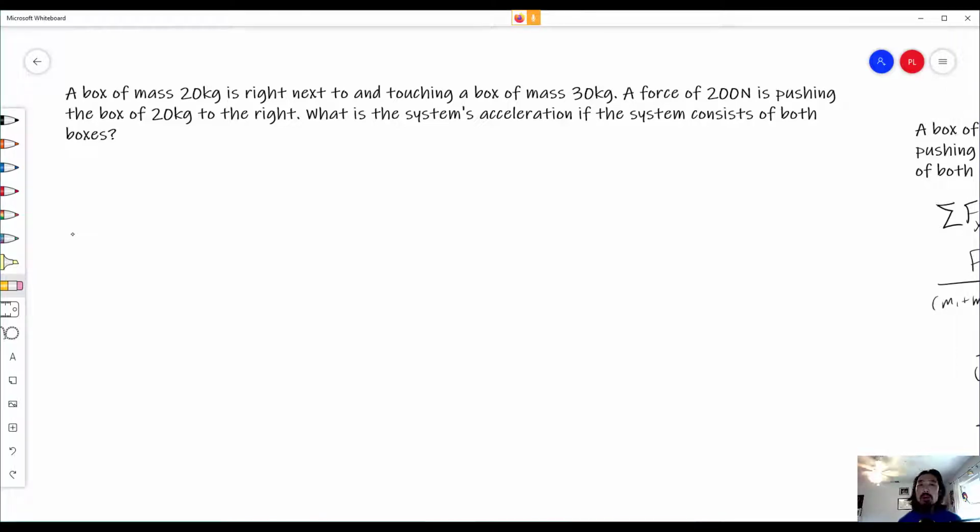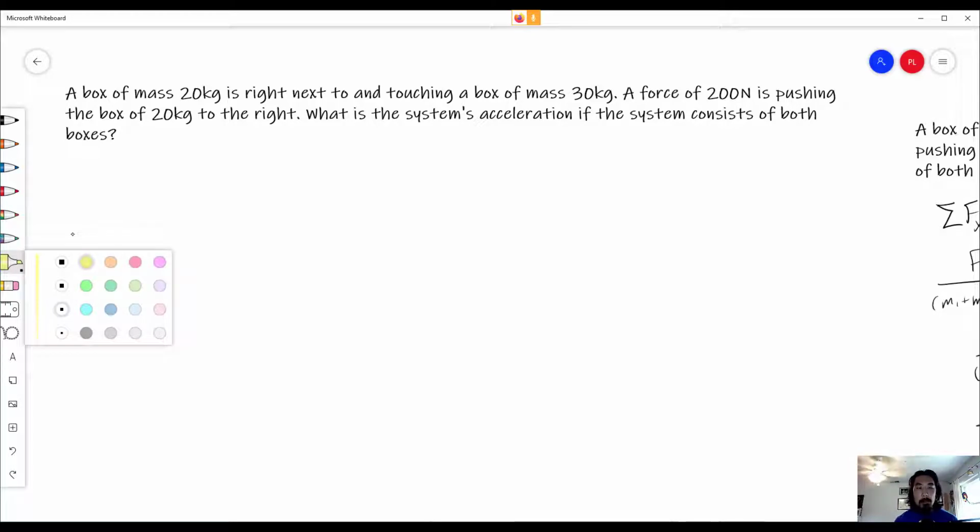In this video, we are going to use Newton's second law of motion in order to help explain Newton's third law of motion. So just to remind yourselves, remember Newton's second law of motion is F equals ma. The third law of motion is for every action force, there's an equal but opposite reaction force. Okay, so let's take a look at this problem.